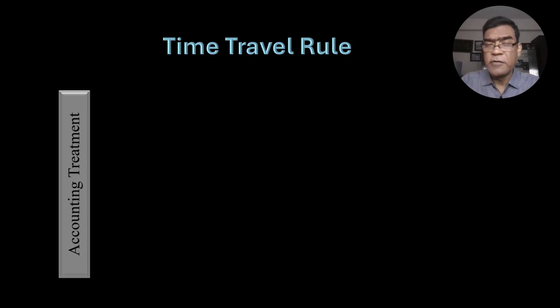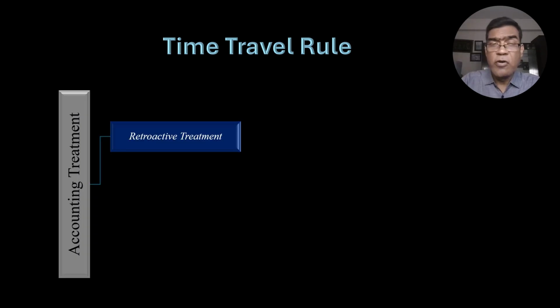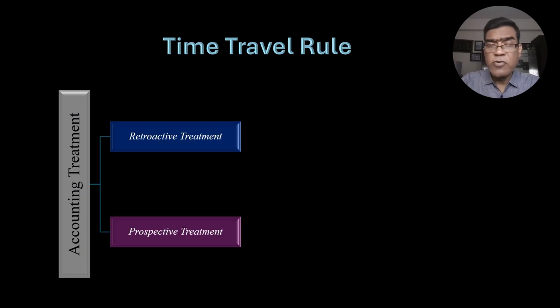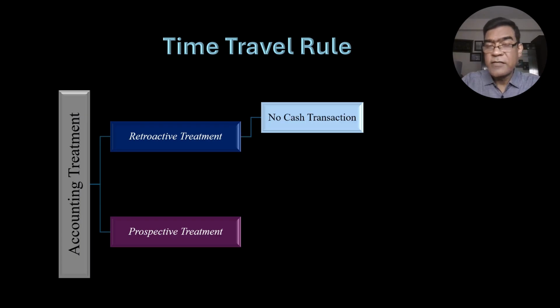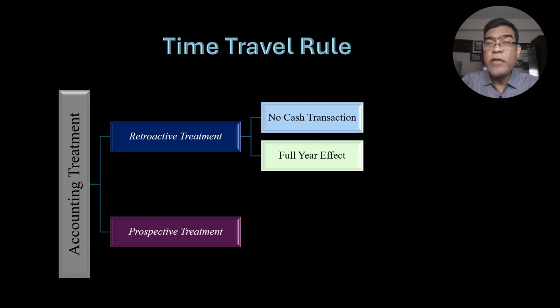This is very important. So there are two types of accounting treatment. One is called retroactive treatment and the other one is called prospective treatment. When you use retroactive treatment, it means the transaction involves no cash. So if the transaction does not involve any cash, you must treat it on a retroactive basis. Clear? Means full year effect.